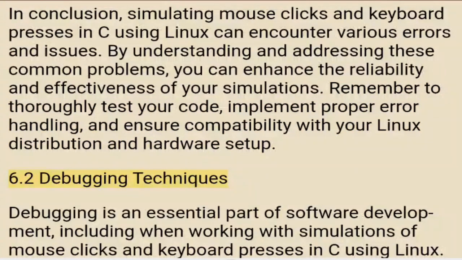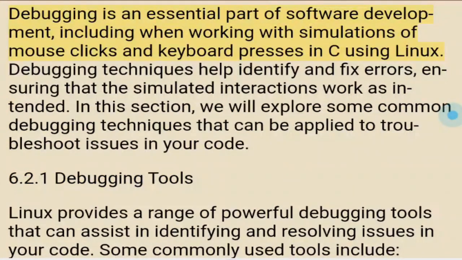6.2 Debugging Techniques. Debugging is an essential part of software development, including when working with simulations of mouse clicks and keyboard presses in C using Linux. Debugging techniques help identify and fix errors, ensuring that the simulated interactions work as intended. In this section, we will explore some common debugging techniques that can be applied to troubleshoot issues in your code.